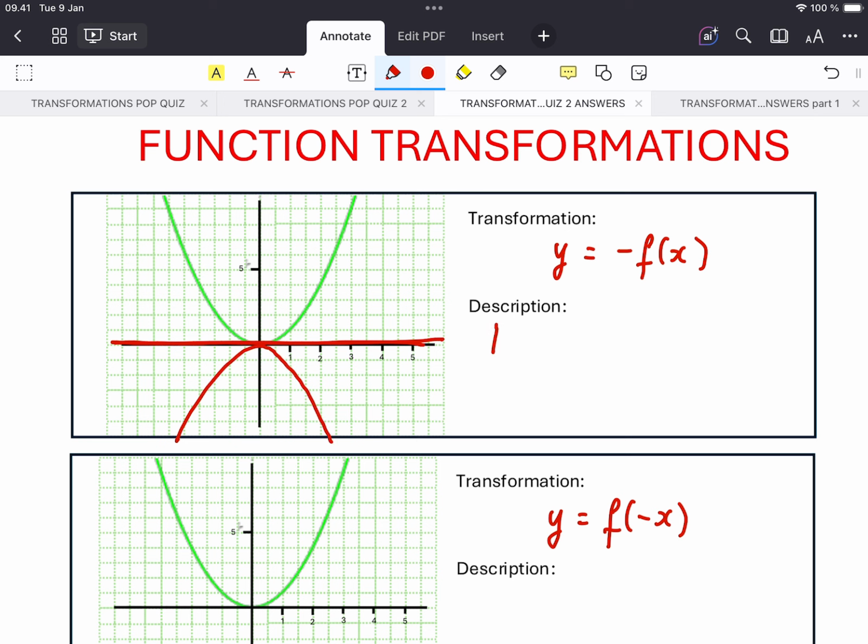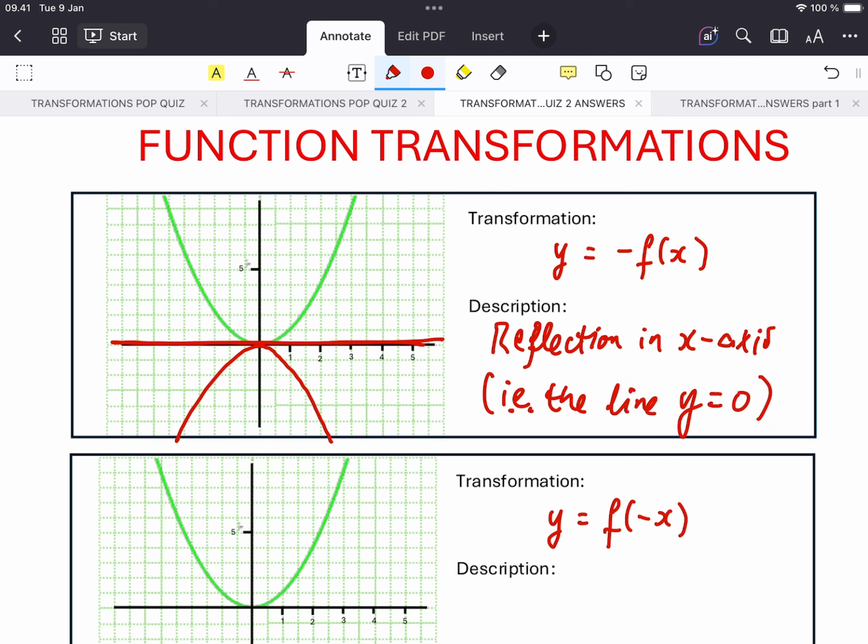in the x-axis. So that is a reflection in the x-axis, which is also known as the line y equals 0. So once again, remember that the x-axis, the equation of it is the line y equals 0.